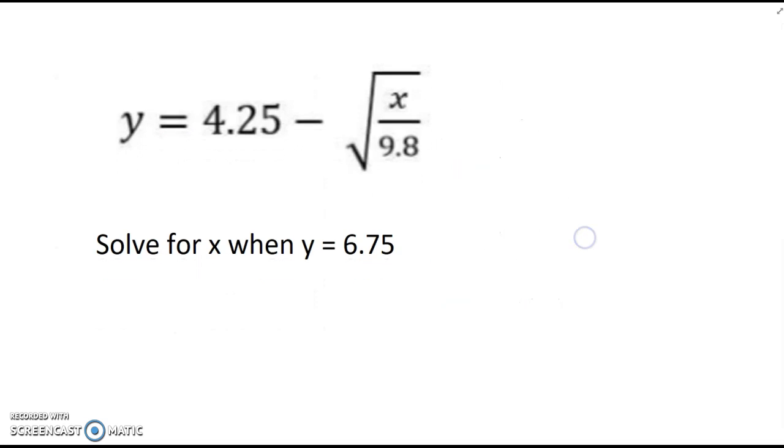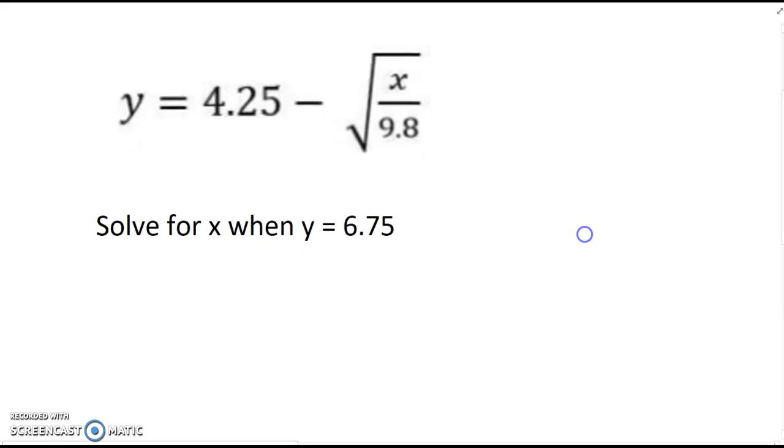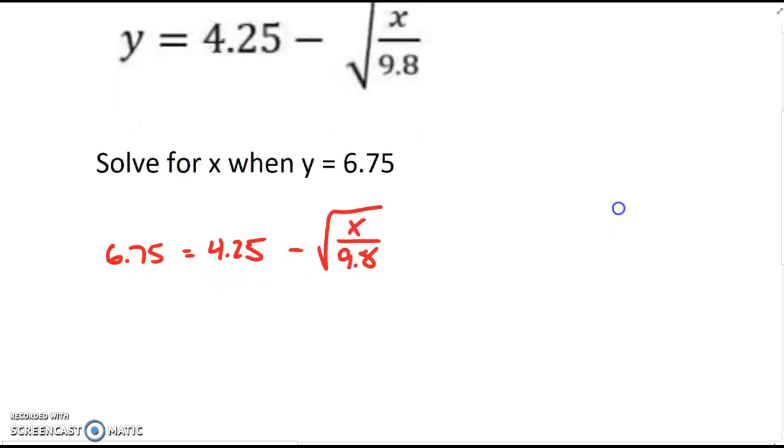Here we go, another algebra problem. I'm given a value for y with this algebra problem. I'm trying to solve for x. So I'm going to plug in what I plug in for y. 6.75 equals 4.25 minus the square root of x over 9.8. And I'm trying to solve for x. Order of operations is important. Anytime we're solving for a variable, especially with a radical, we want to get the radical by itself. So I'm going to get the radical by itself by subtracting 4.25 from each side.